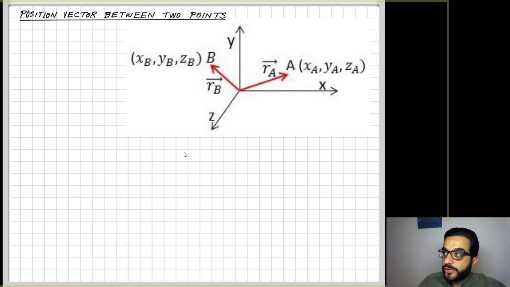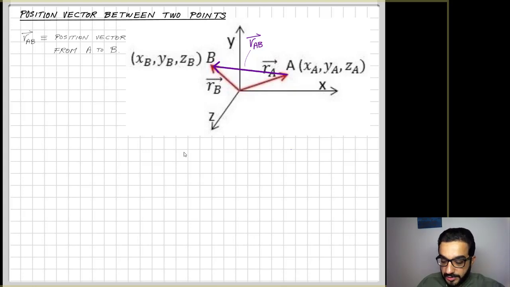So we have here two points, A and B, and for each one we know the coordinates. I can get the position vector for each point, which is basically a vector representation of its coordinates. And the question is, what will be the position vector between A and B? The direction here matters a lot. So R_AB is different than R_BA. R_AB is the position vector from A to B. So how do we calculate that?